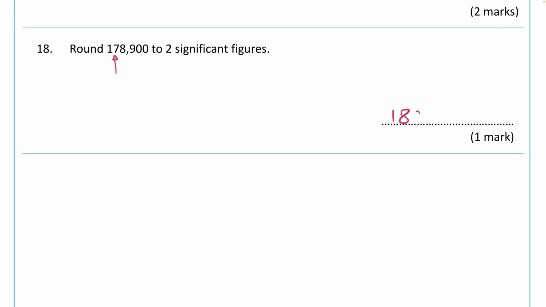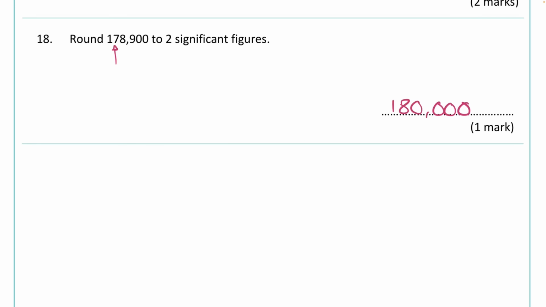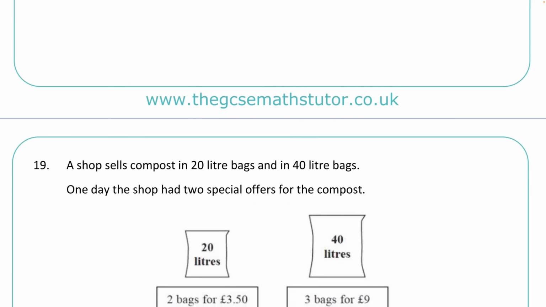So that's going to go to 180,000, rounding to the nearest 10,000, which is where the second significant figure is in the number, the second number after the first whole number. And there we go, rounding to two significant figures.